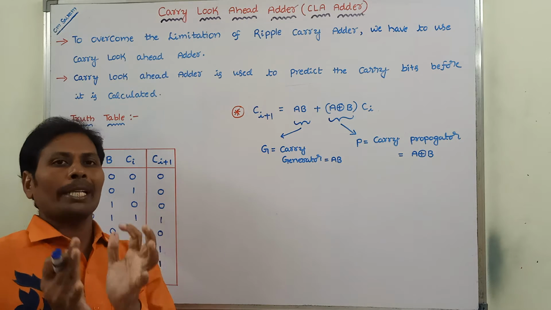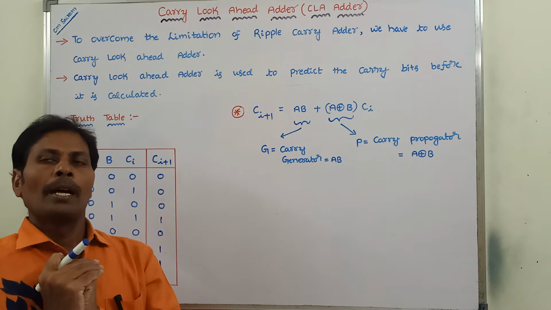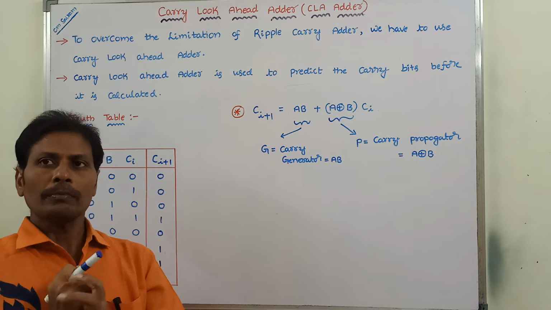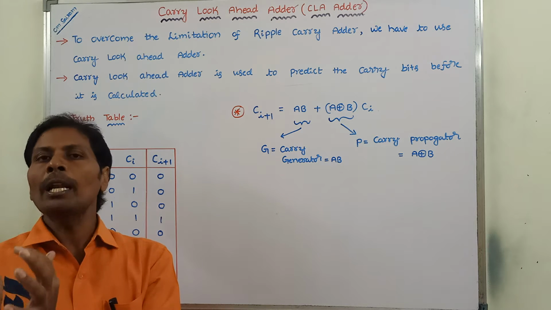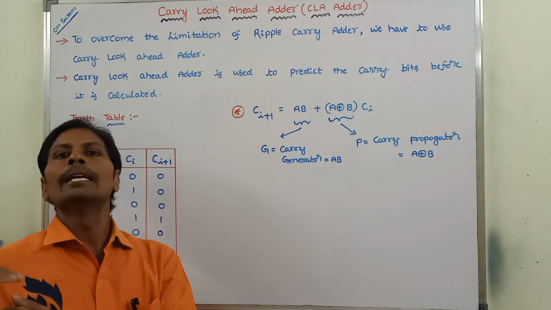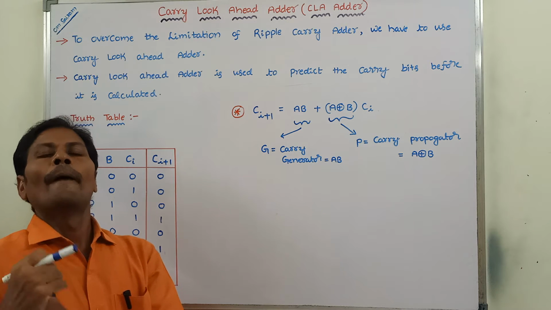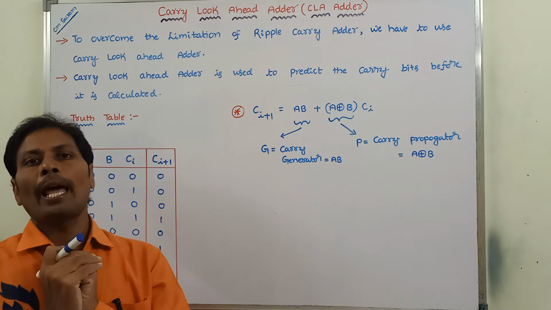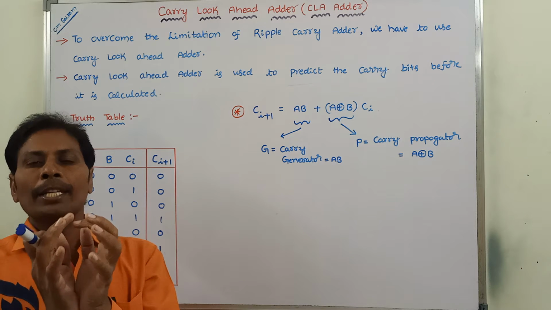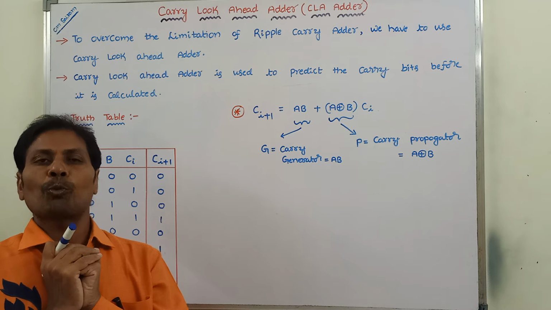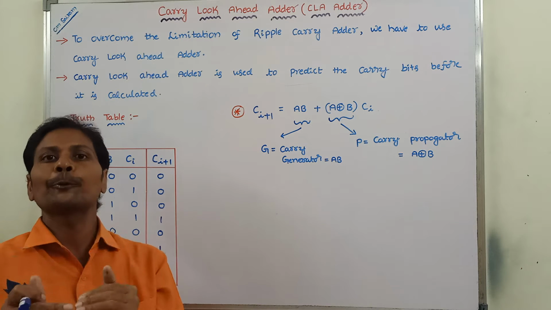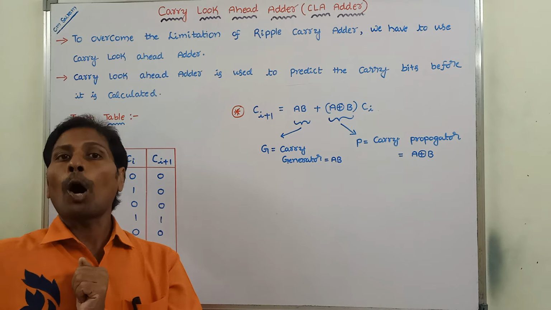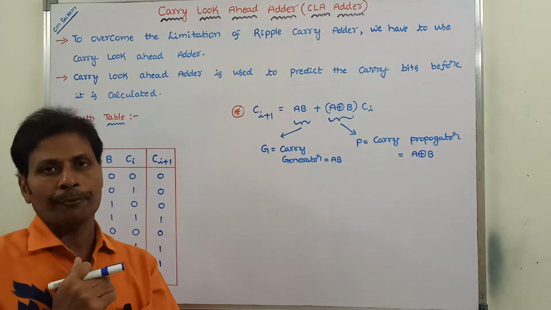First of all, what is a ripple carry adder? Suppose we are taking a 4-bit ripple carry adder. That means 4 full adders are connected in a series fashion. Taking the I plus 1th full adder, to perform the addition operation it has to wait for the input carry coming from the output carry of the previous full adder.